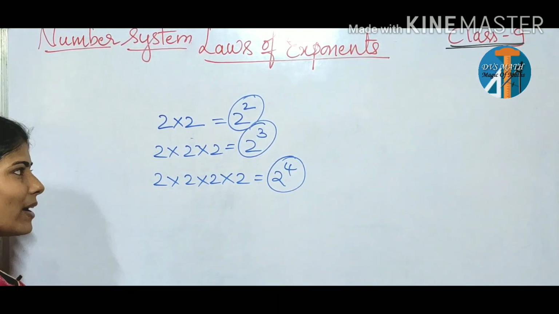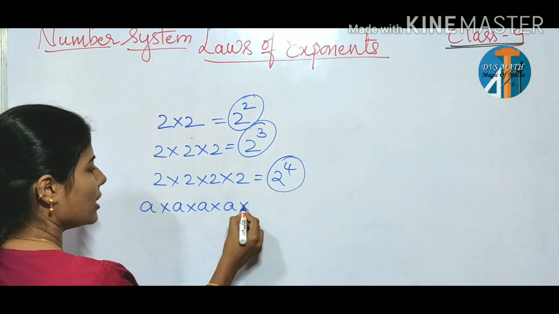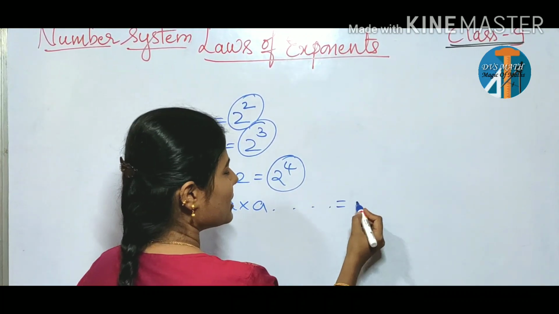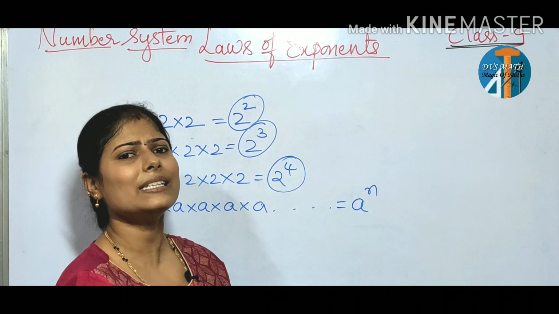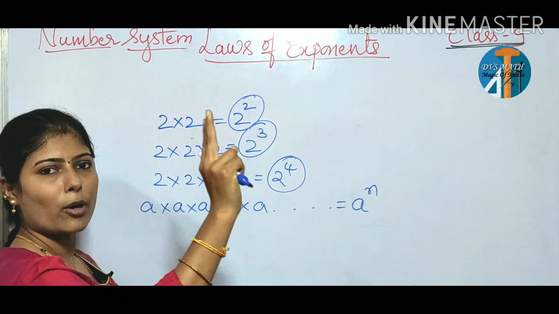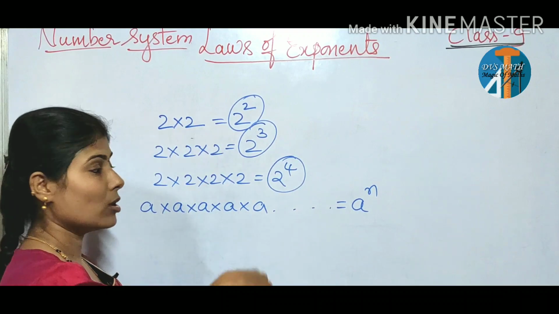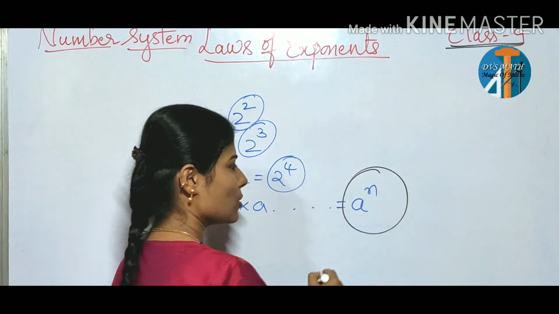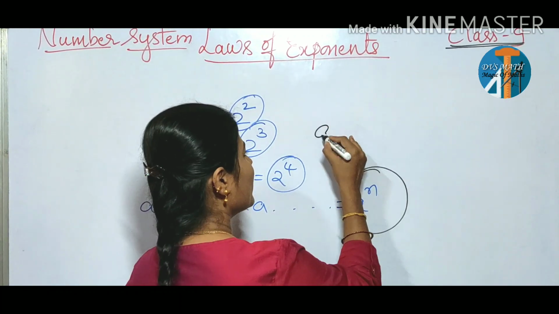Generally, if I take A into A into A into A into A, so many times, generally I can write it as A to the power of n. So here A is multiplied n times. If it is 1, you can write it as A power 1. If it is 2, you can write A to the power of 2, A square. Or if it is 3, A power 3. Or if it is 4, A power 4. Or for n number of times, you can write A to the power of n. So this form, A to the power of n, we are calling an exponent.